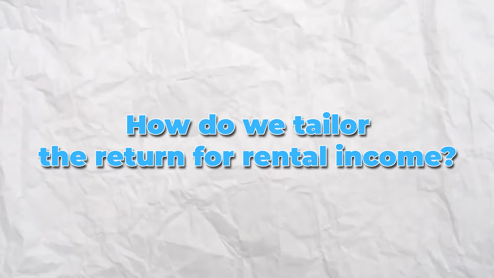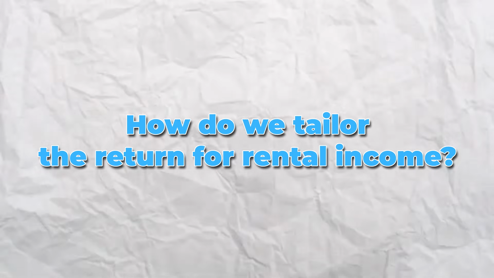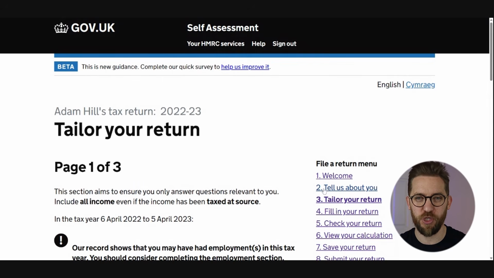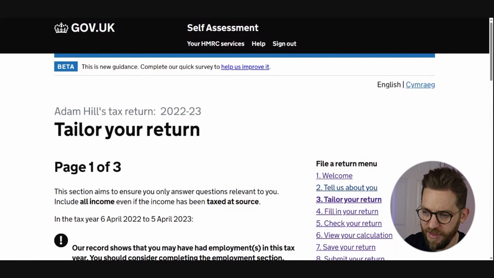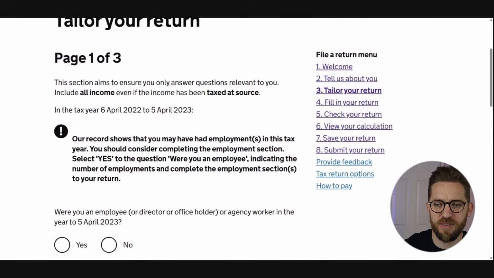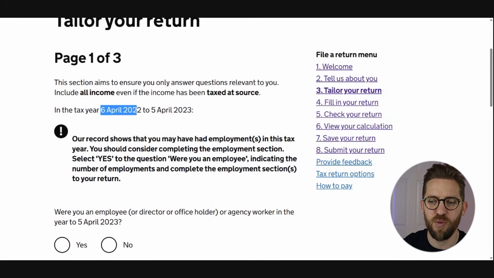How do we tailor the tax return for rental income? Here we are under the tailor your return section of the return. That's section 3. I have skipped past the welcome and the tell us about you, because that's simply telling you who can use the online tax return service and then confirming your own details, your own national insurance number, your address, so you won't need me for that. And then we're starting on page 1 of 3 of the tailor your return section. So we'll work through the questions here. You can see the tax year is the 22-23 tax year, which covers the 6th of April 2022 through to the 5th of April 2023.